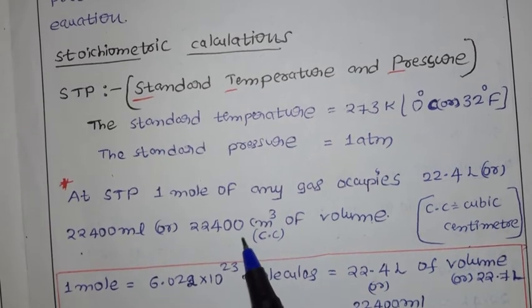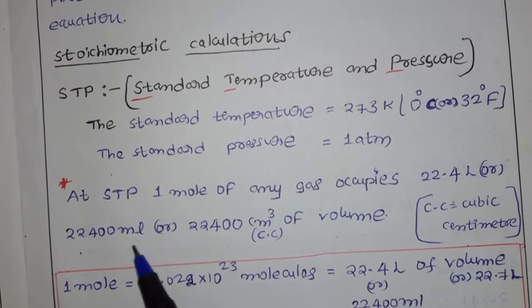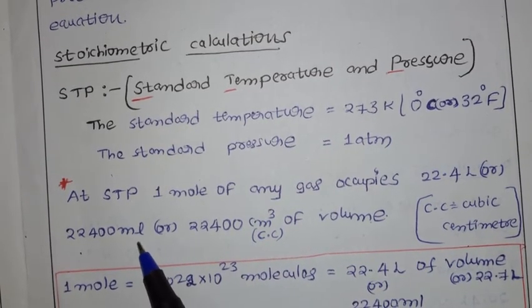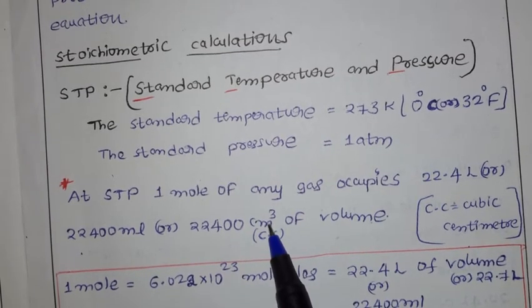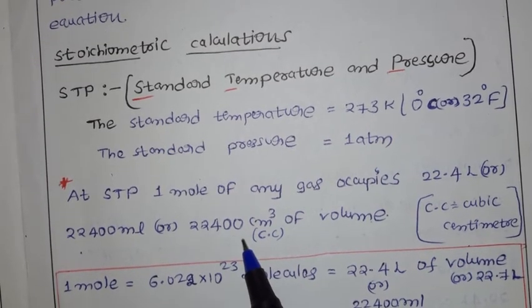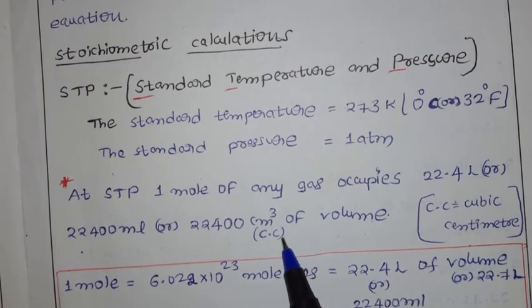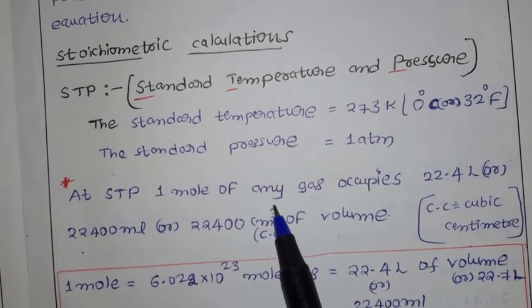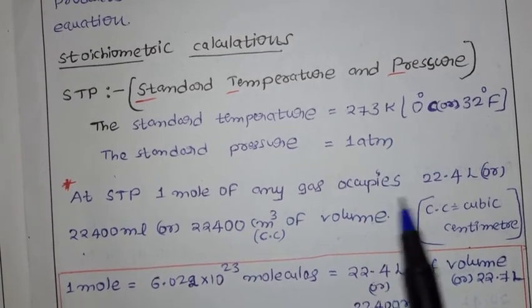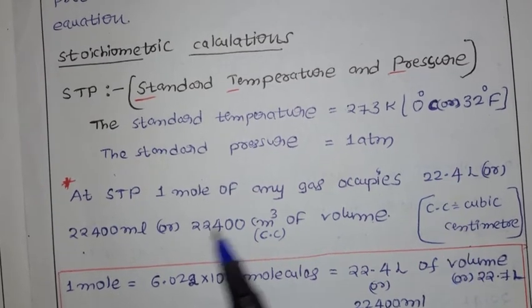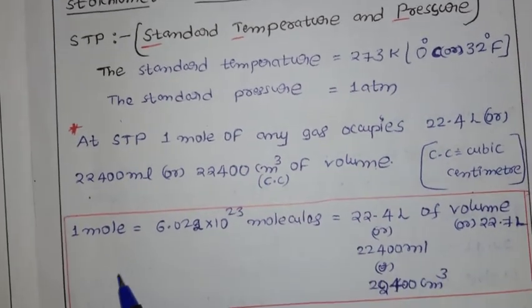22,400 ml, or if you want it in cubic centimeters, the value is the same. Why? Because 1 ml equals 1 cubic centimeter. So 22,400 cubic centimeters. Very important. So at STP, 1 mole of any gas is going to occupy 22.4 liters of volume. Okay.